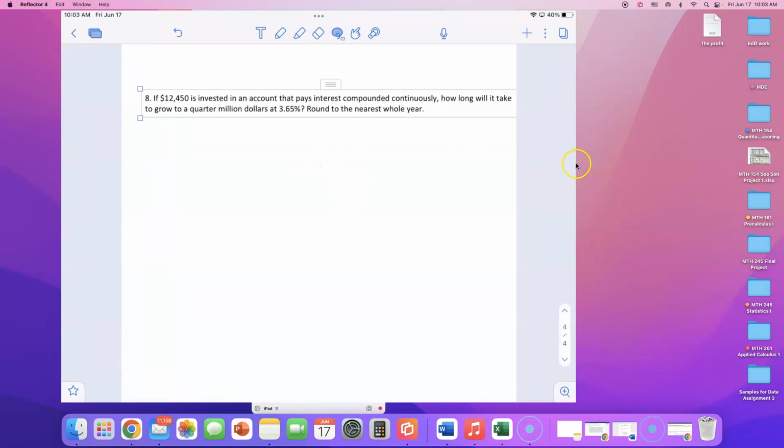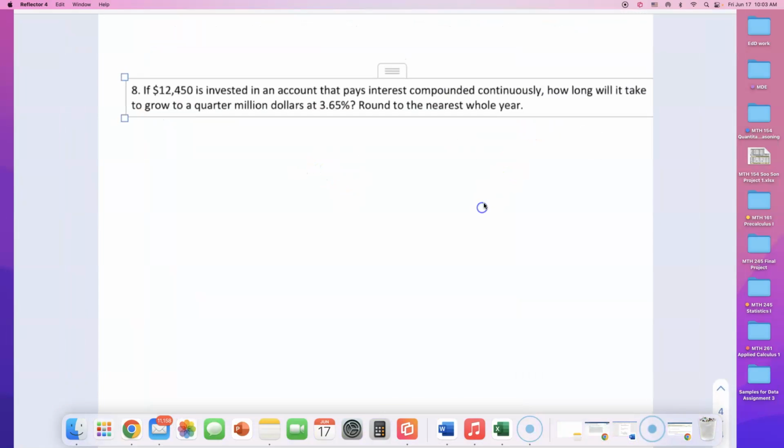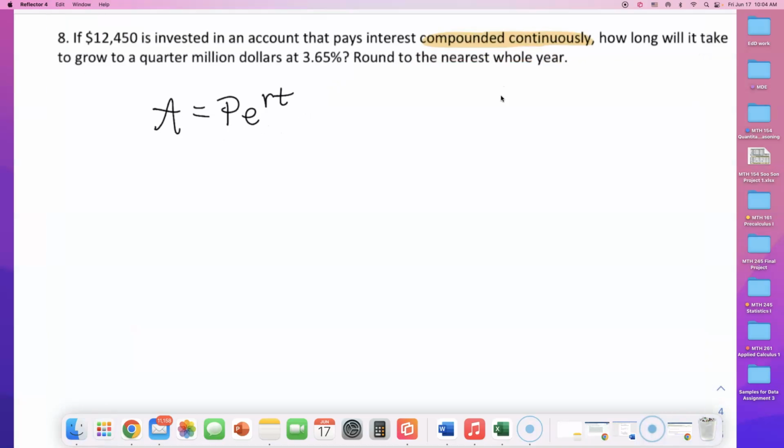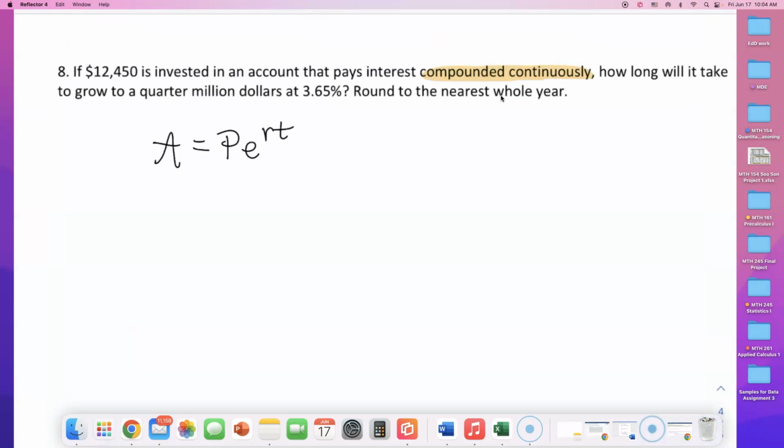If $12,450 is invested in an account that pays interest compounded continuously. As soon as you see that part, as soon as you read, oh, this is a compounded continuously problem, I want you to remember that the formula for this is A equals P times e raised to the rt power. So that orange highlighted part told me that I will need to use this formula.